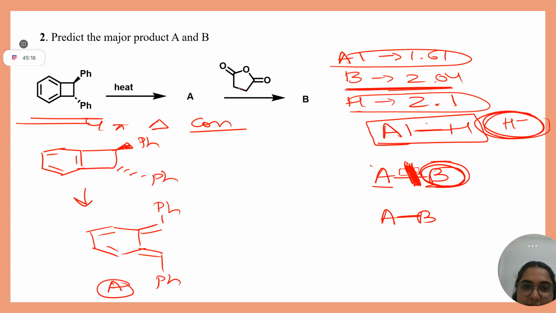Now in the second reaction, I think this is for cis, right? Sorry to interrupt you. Now your B product will be your Diels–Alder product. So this is an electrocyclic reaction followed by your Diels–Alder reaction. So what product will you get?